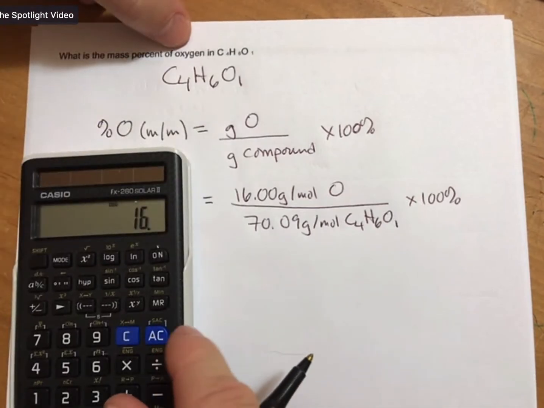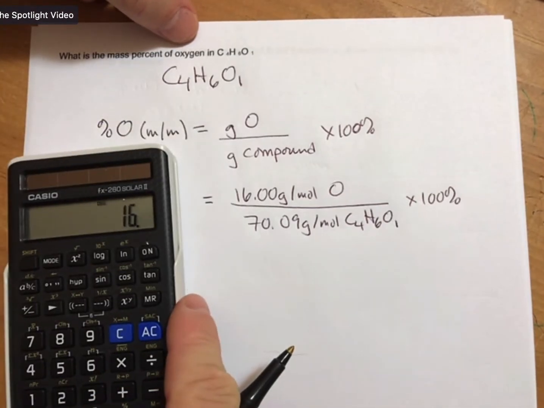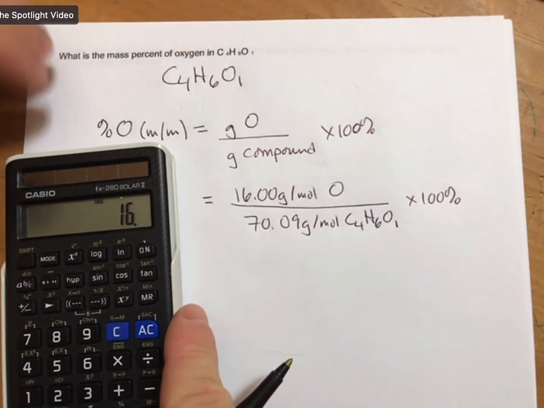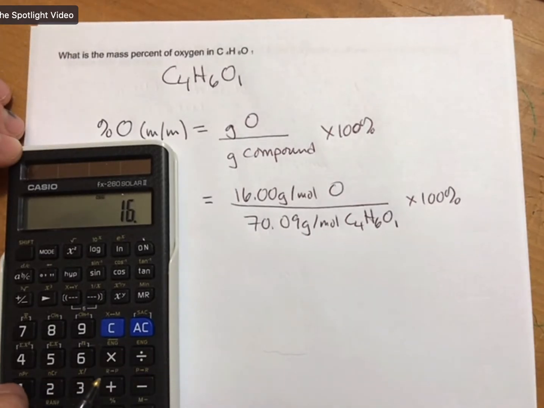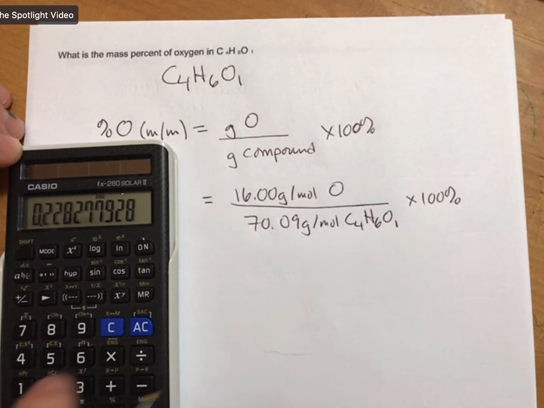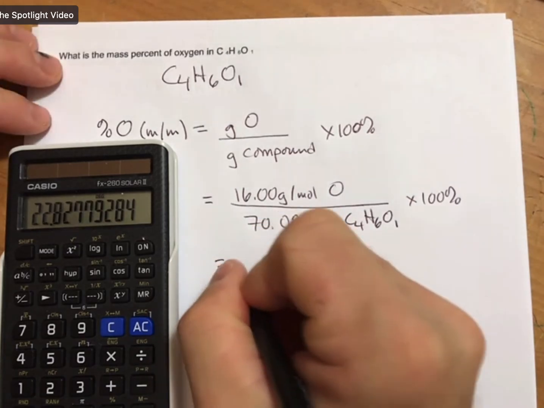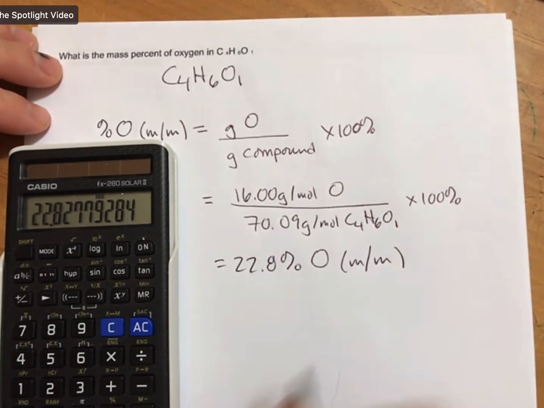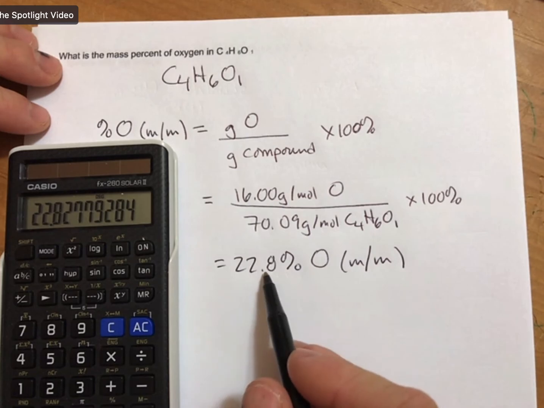And the tricky one for this, when I was going over this, was that some of them are oxygen, some of them are carbon, and some of them are hydrogen. So just make sure you're doing the right one. 16 divided by 70.09. No, something went wrong there. 16 divided by 70.09. That's better. Times 100%. I get 22.8% oxygen, mass by mass.